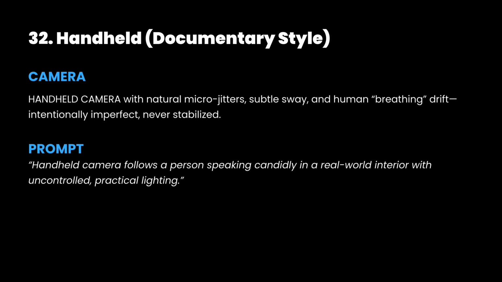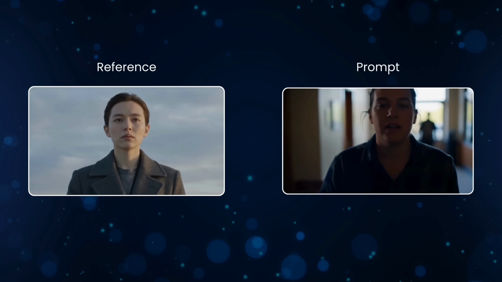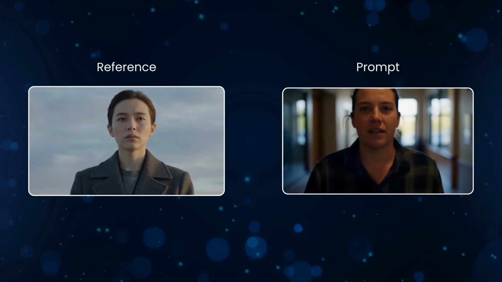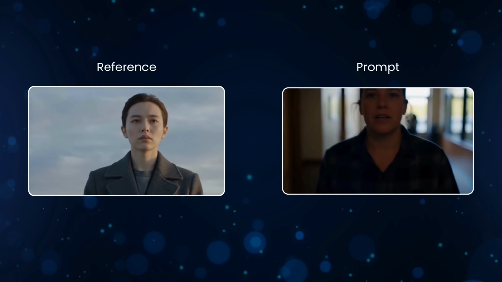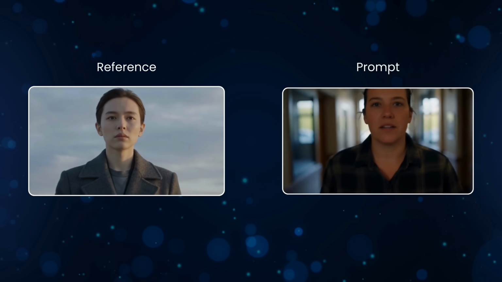Number 32. Handheld, documentary style. Shot at eye level with slight instability, this angle feels intimate and truthful. The organic motion sells authenticity. Use it during interviews or verite moments inside lived-in interiors to heighten realism.